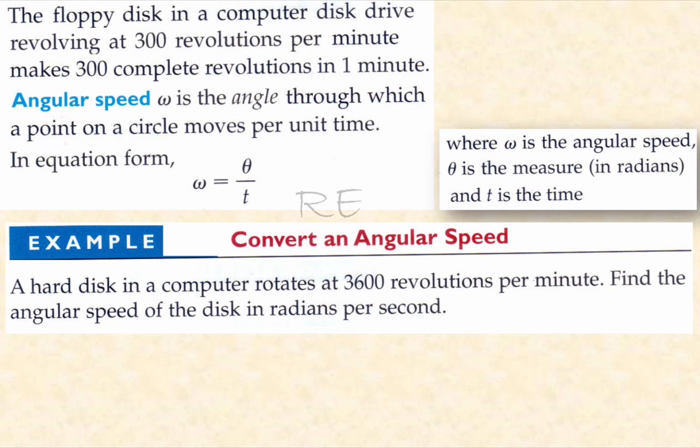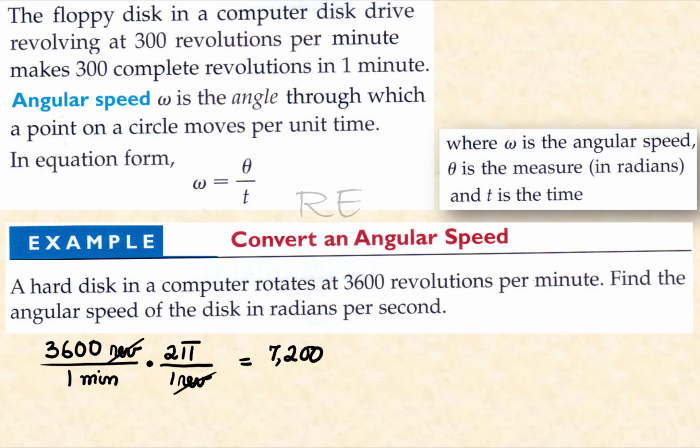The angular speed omega is the angle through which a point on the circle moves per unit time. Angular speed omega is equal to theta divided by t. Theta is measured in radians. For the following example, we need to convert 3,600 revolutions per minute into radians. 1 revolution is 2 pi radians, so we will multiply it by 2 pi radians over 1 rev, and revolutions cancel each other. Now 3,600 multiplied by 2, 7,200. 7,200 pi radians.